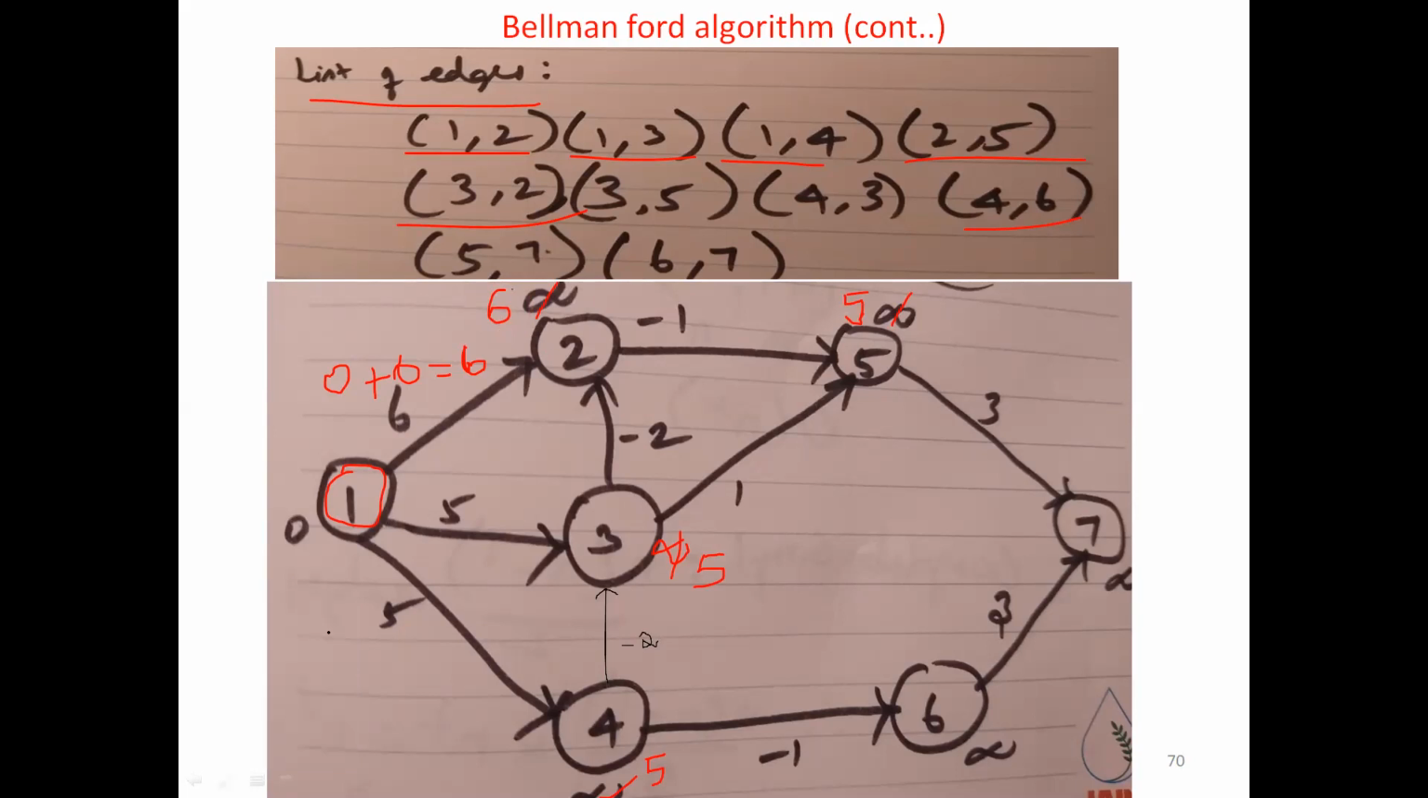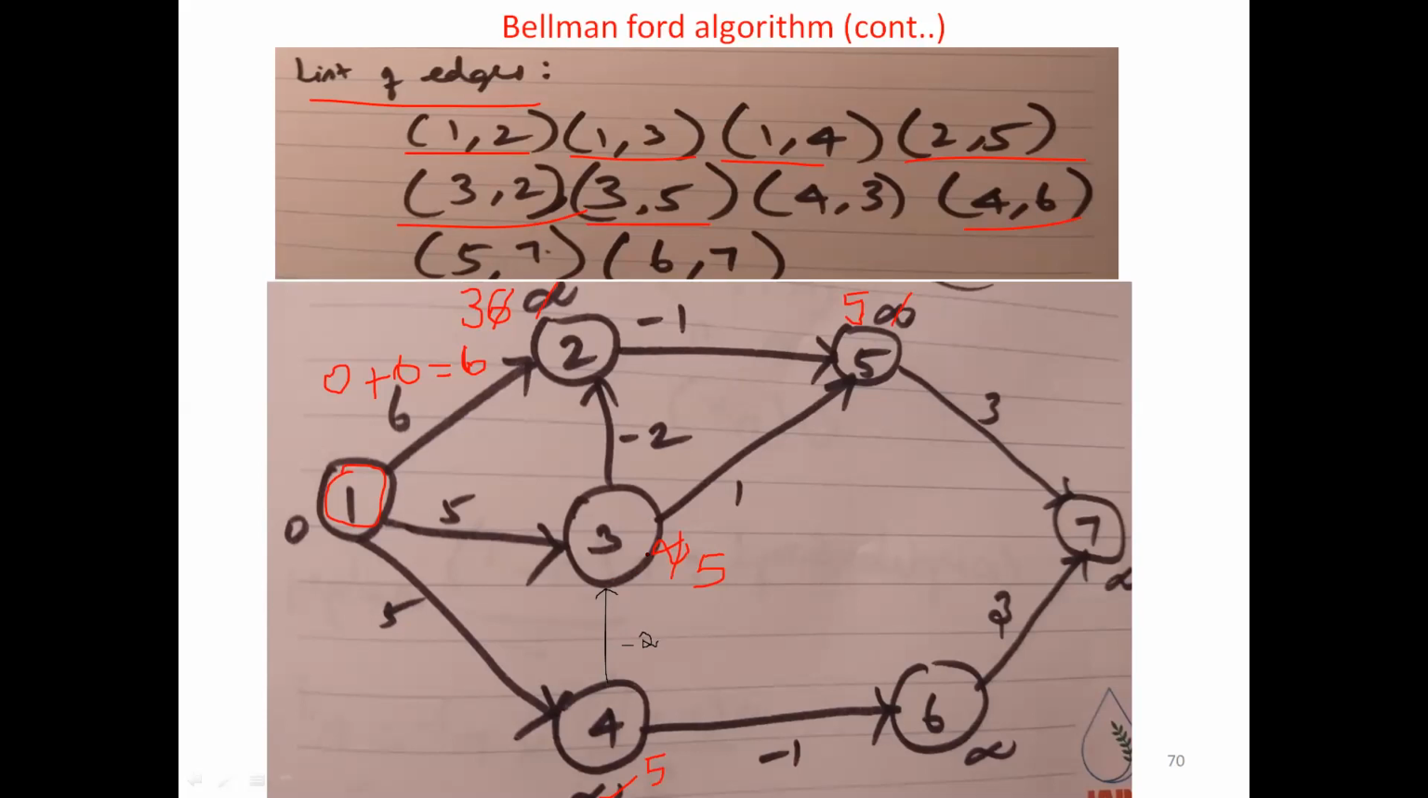So it is 3.5 minus 2 is 3. So now the label of 2, or the distance of 2 from vertex 0, is right now 3. Okay, fine. Next I have to remove 3 comma 5. I have to process the edge 3 comma 5.